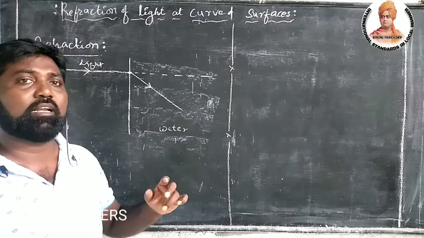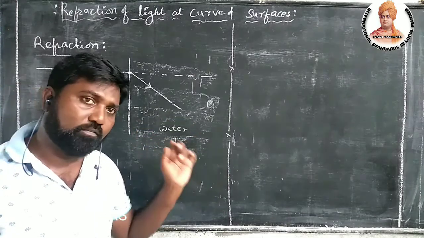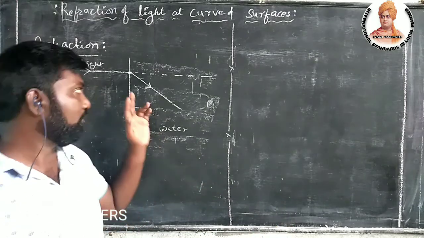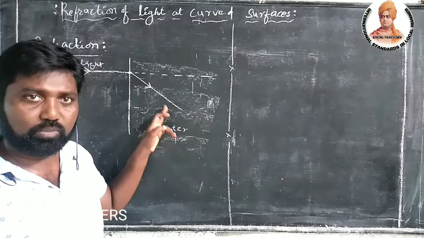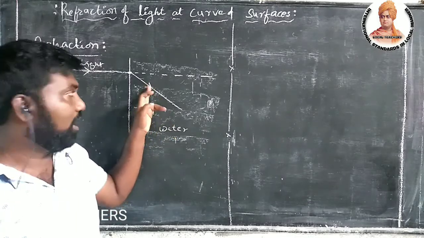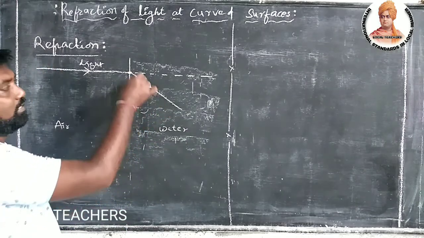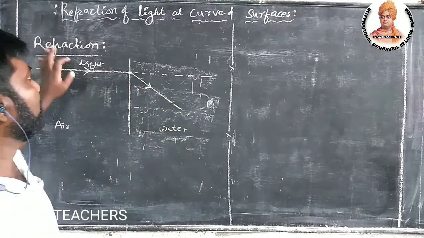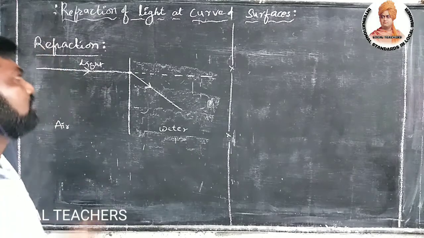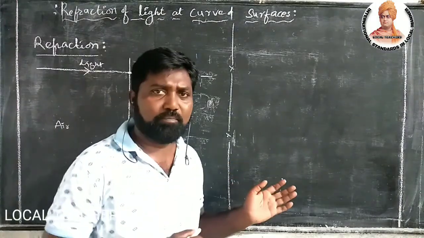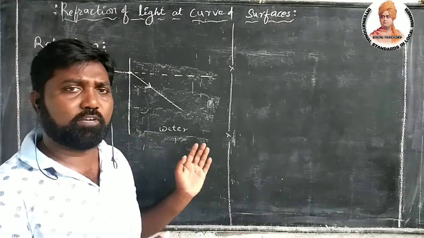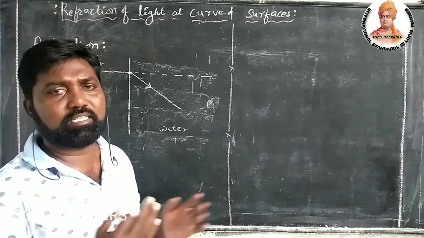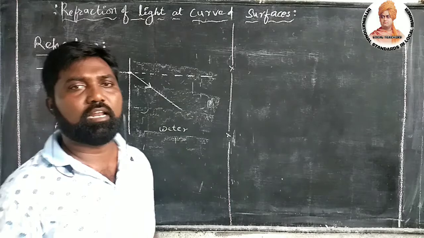Why is it changed here? The speed of the light is different from one medium to another medium, so when the light is passing from one medium to another medium, the light will be refracted, or the light is bent. This bending phenomenon is called refraction. In simple words, we can say that when the light is passing from one medium to another medium, the light will bend. This is called refraction of light.